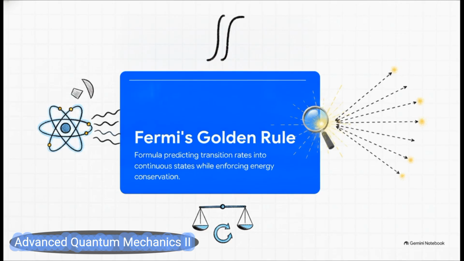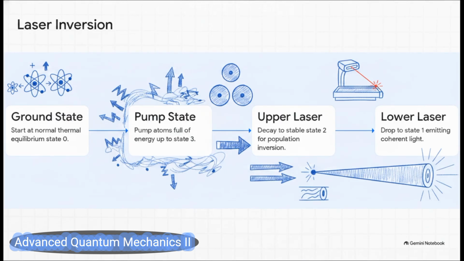This elegant formula is essentially an absolute cosmic accountant. It allows physicists to calculate exact transition probabilities and rates, while strictly enforcing that the total energy before and after the transition remains entirely conserved. And you know what? This specific math is exactly what makes the lasers at your grocery store checkout or inside your fiber optic internet actually possible.